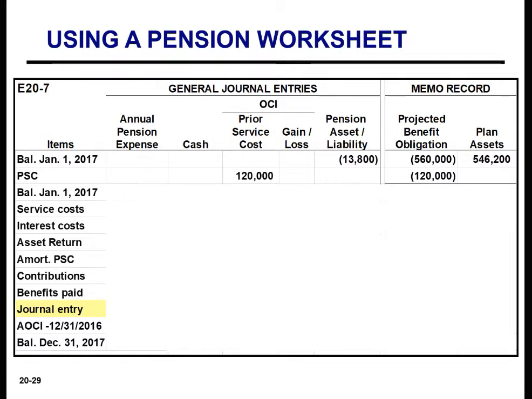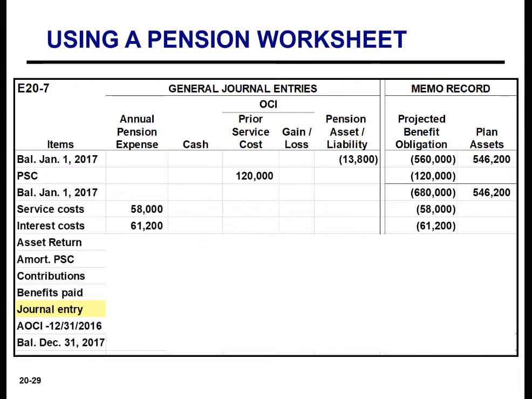This gives us a new balance on January 1st, 2017 of $680,000 for our projected benefit obligation, $546,200 for our plan assets. Service costs for the year are $58,000. The settlement rate was 9%. So that comes down to $61,200.